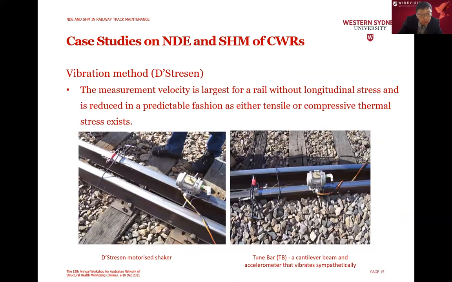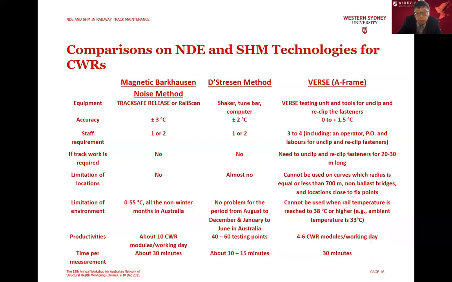You can see the installation of this device on top of the rail and the measurement being done, and it can get either tensile or compressive thermal stress measured. So this is the third method. As we focused on the first method, we don't have the data, it's just for showcase here.